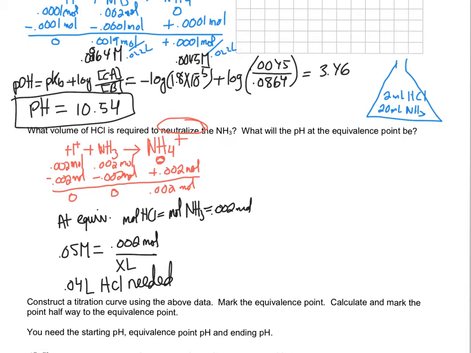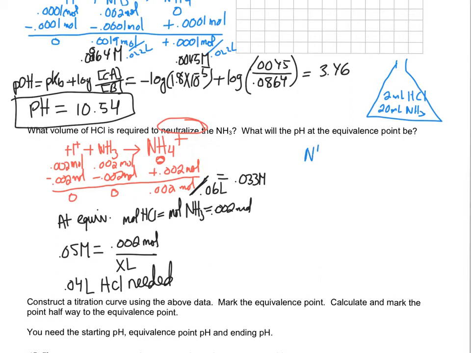So now that I know that, I can divide my moles of NH4+ by the total volume. I have 0.04 liters of HCl, and I have 0.02 liters of ammonia, and so my total volume is 0.06 liters. So that gives me 0.033 molar of my NH4+. So at the equivalence point, I've used up my acid and my base. I just have NH4+ left, which can undergo hydrolysis. So I'm going to write the hydrolysis equation for that.